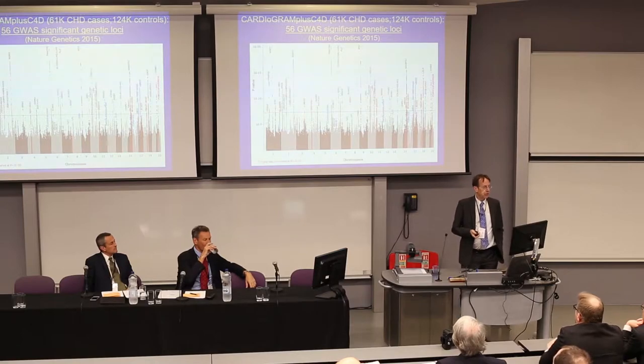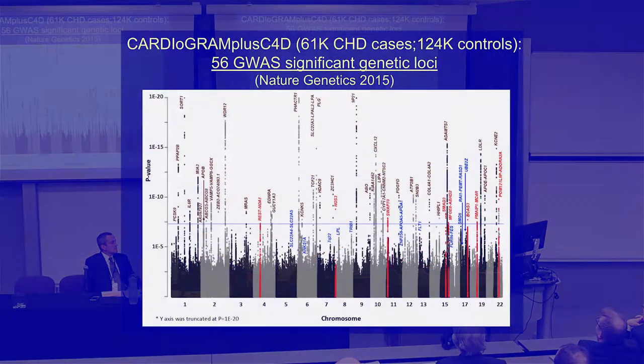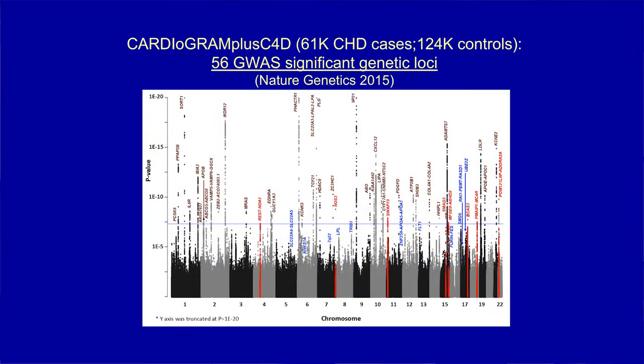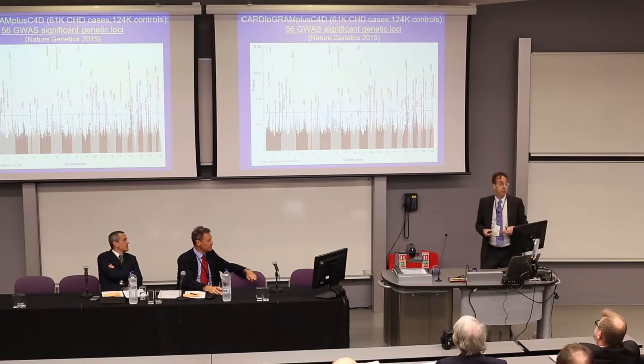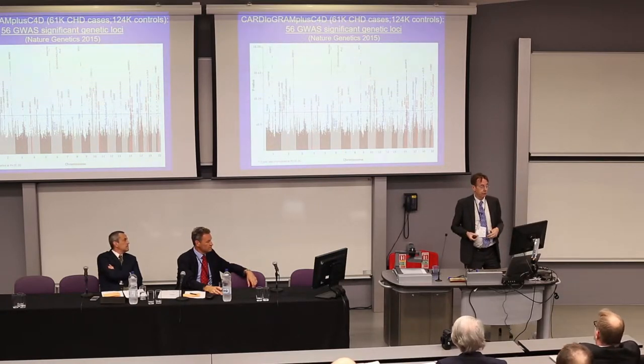If, however, you go to larger numbers, if you go from 2,000 up to 60,000, then in terms of the numbers of hits, you go from one to all of these being genome-wide significant. So I think illustrating the beauty of numbers, that if you have large enough numbers of cases.